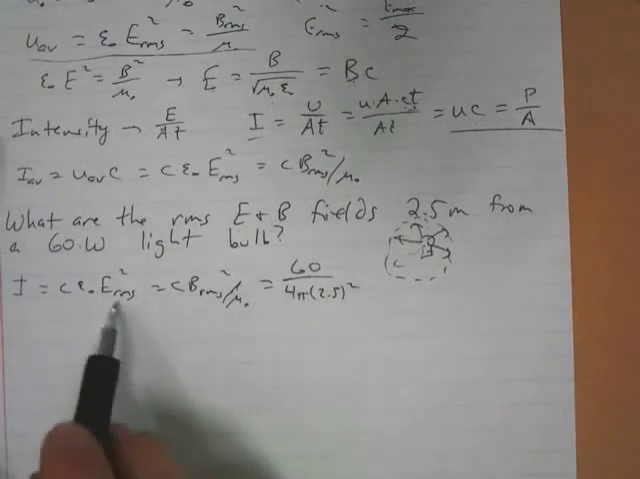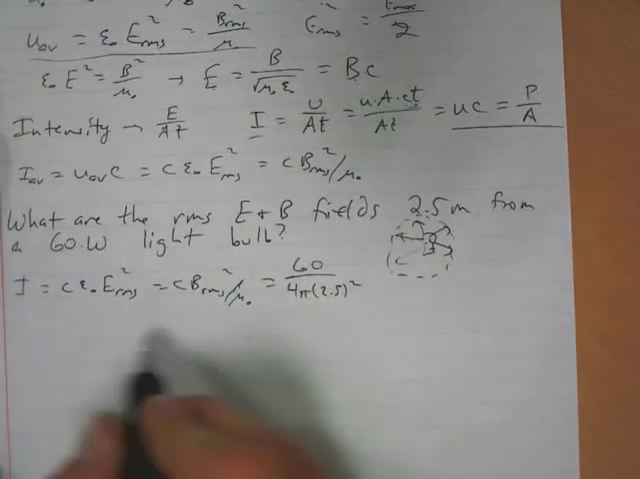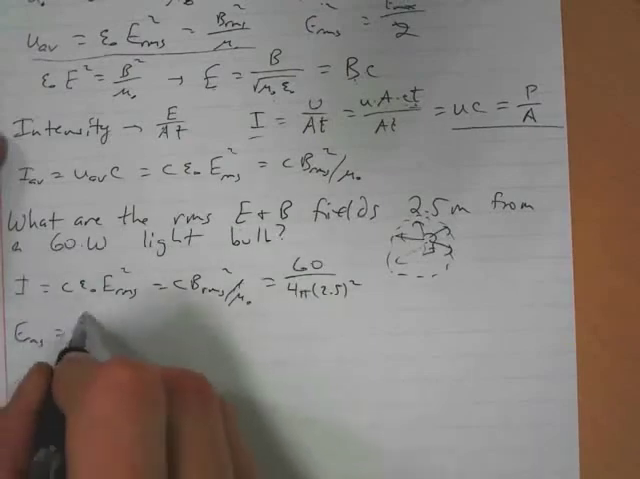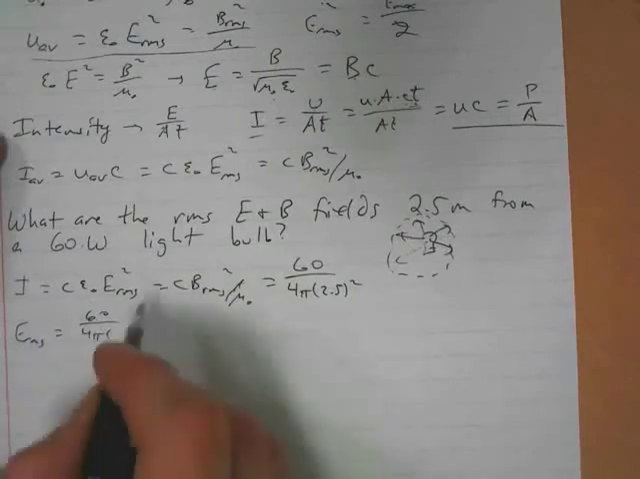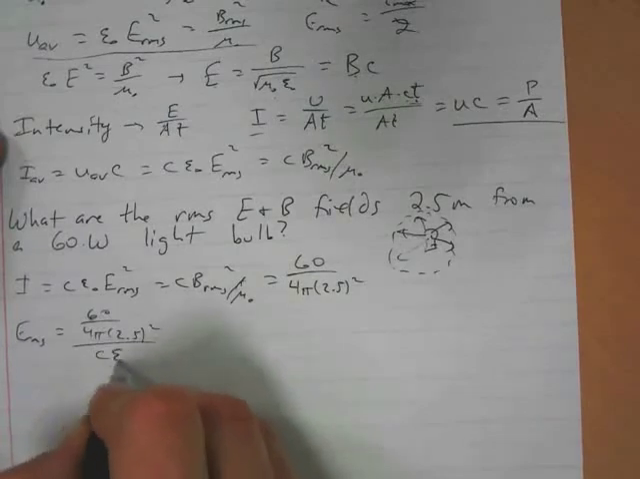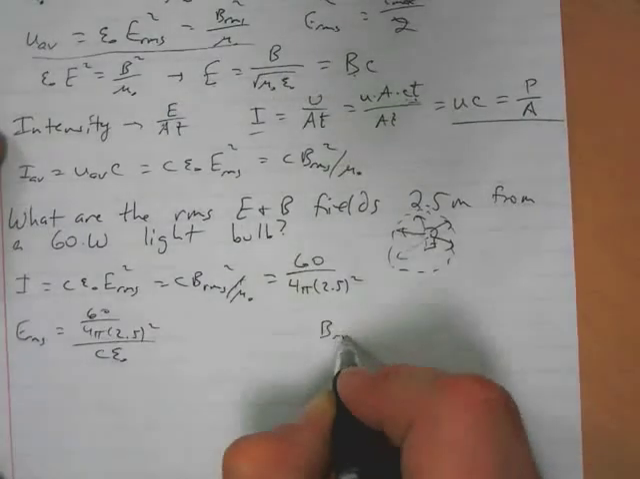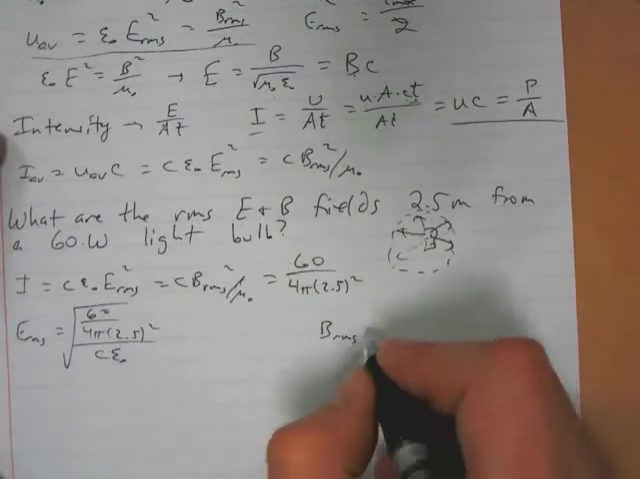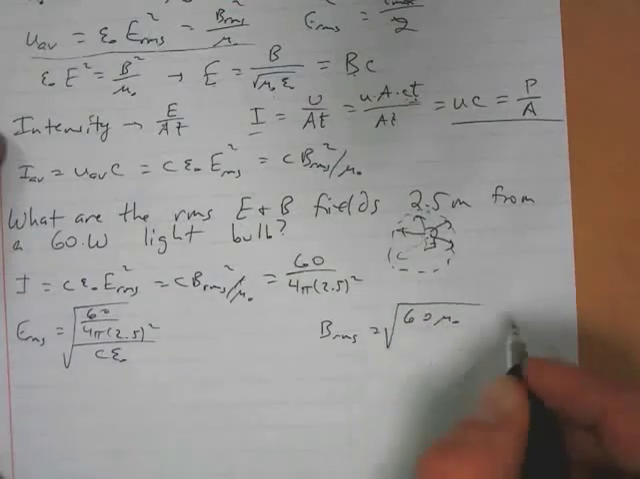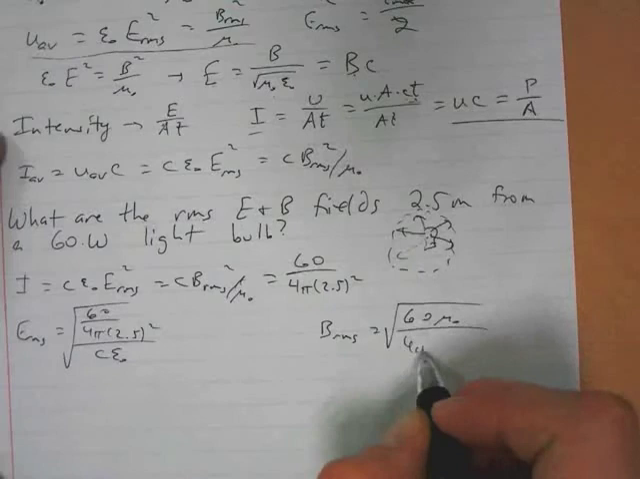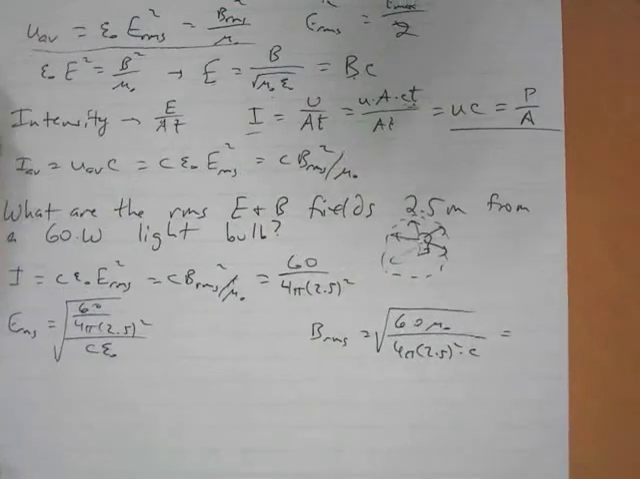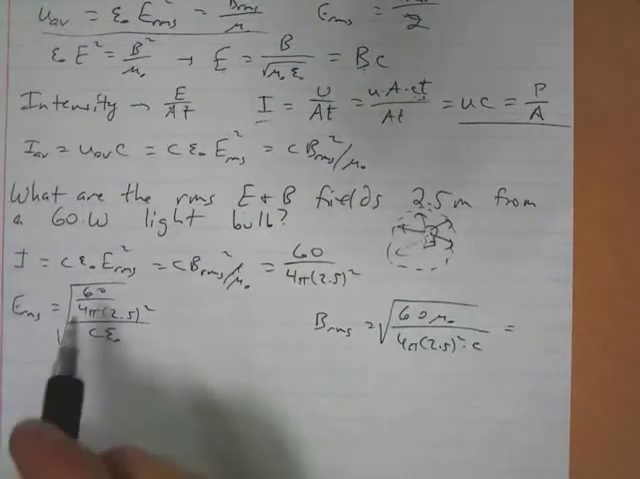magnetic and electric fields. The root mean squared electric field is the square root of 60 over 4 pi times 2.5 squared all over c times epsilon naught, and the root mean squared B field is the square root of 60 mu naught over 4 pi 2.5 squared times c. And I can punch those values into my calculator, and I get a value of 16.96.